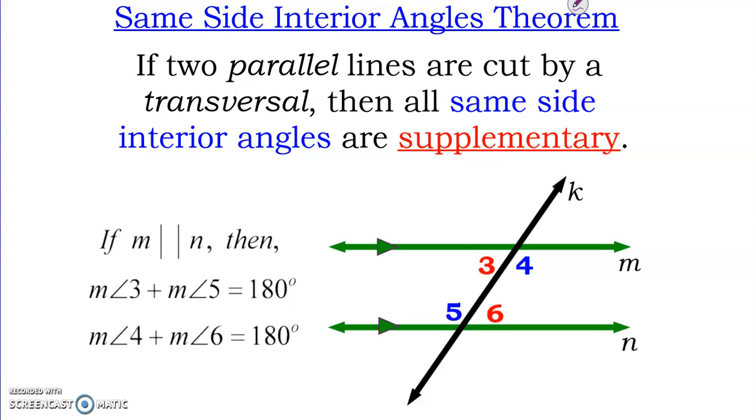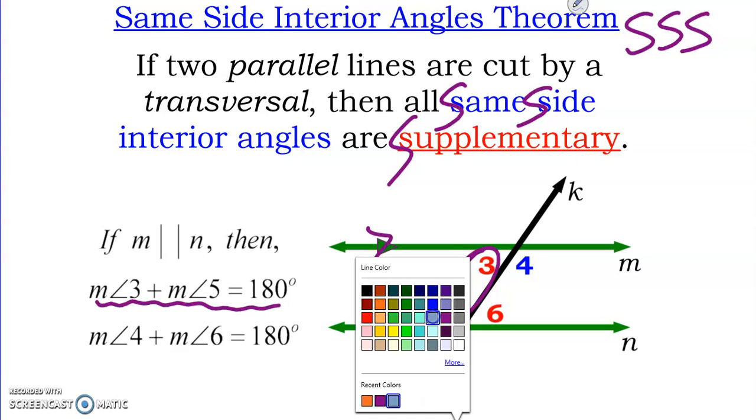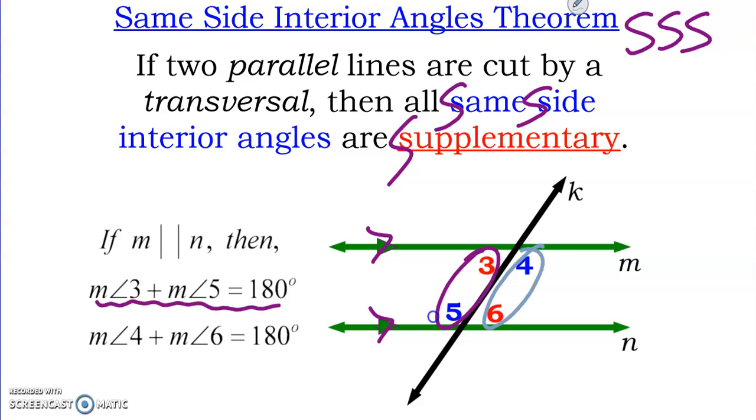Now, same side interior angles are kind of the oddball. So if two parallel lines are cut by a transversal, so we can see that line M and N are parallel, then the same side interior angles are supplementary. So same side supplementary. A way to help you remember this is SSS. So we know that angle 3 and angle 5 add up to 180 degrees because they're same side interior angles, and we know angle 4 and angle 6 add up to 180 degrees.